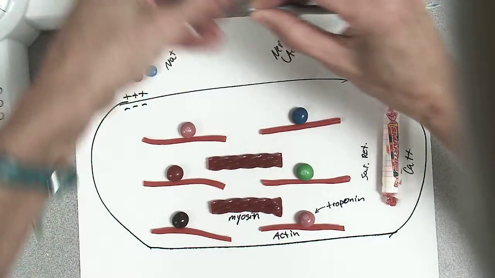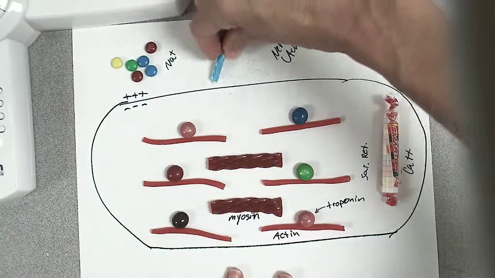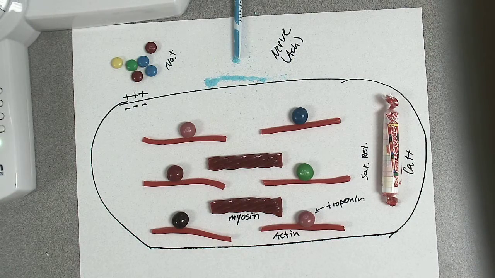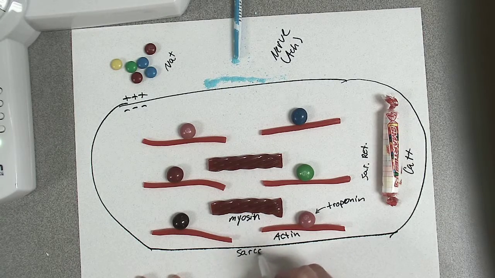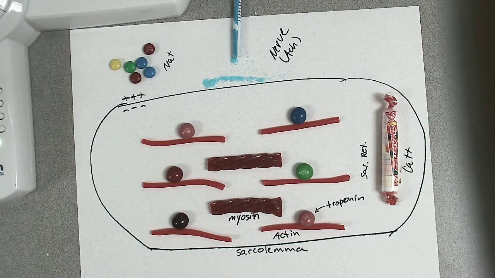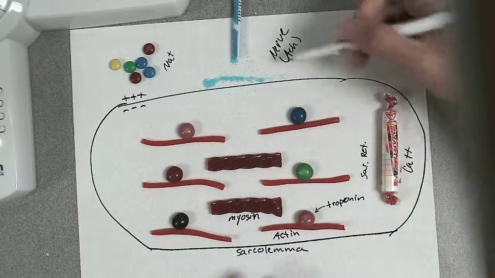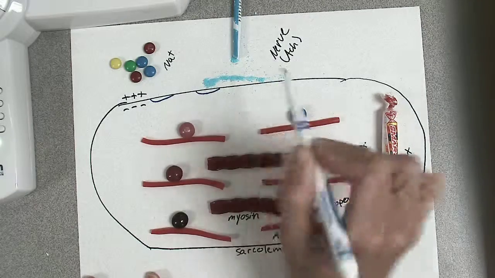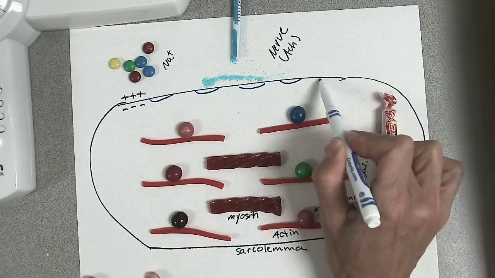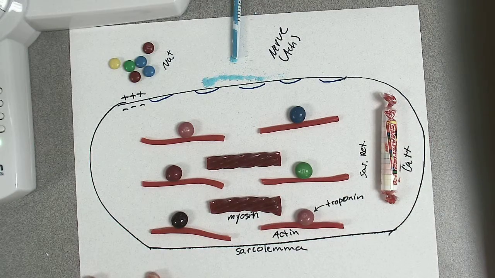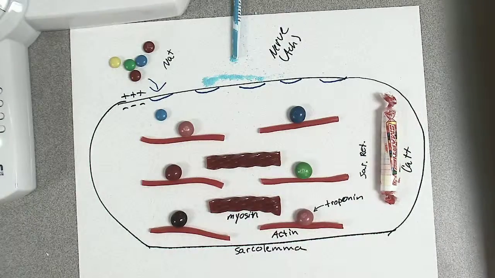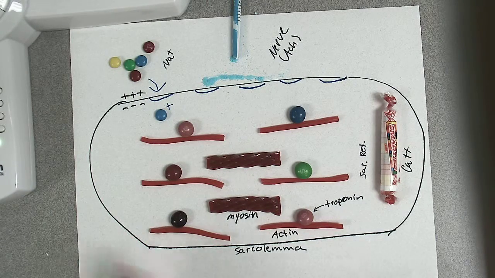So what is the first thing that happens in our sliding filament theory? We have to tell the muscle cell to do something. How are we going to get that communication from our brain to our leg, for example? A motor nerve will have to send the signal via a chemical transmitter called acetylcholine. So when acetylcholine is released, it binds to the sarcolemma. So just a reminder, the outside of the membrane is called the sarcolemma. So the sarcolemma binds acetylcholine, and that is what we have here.